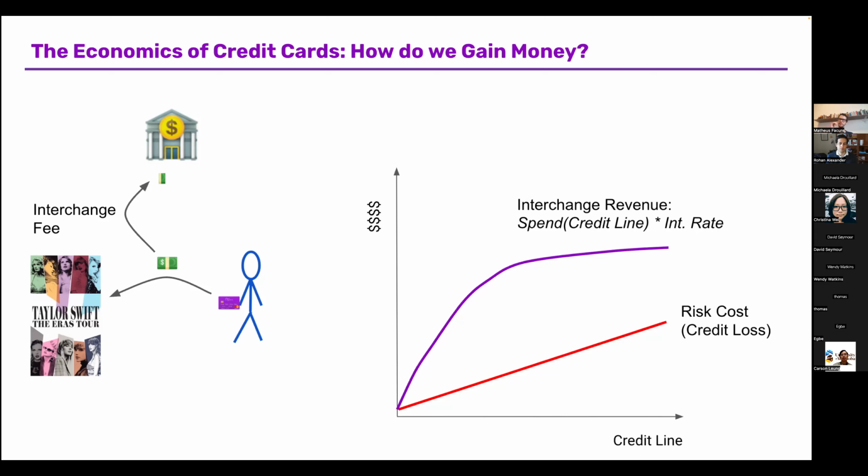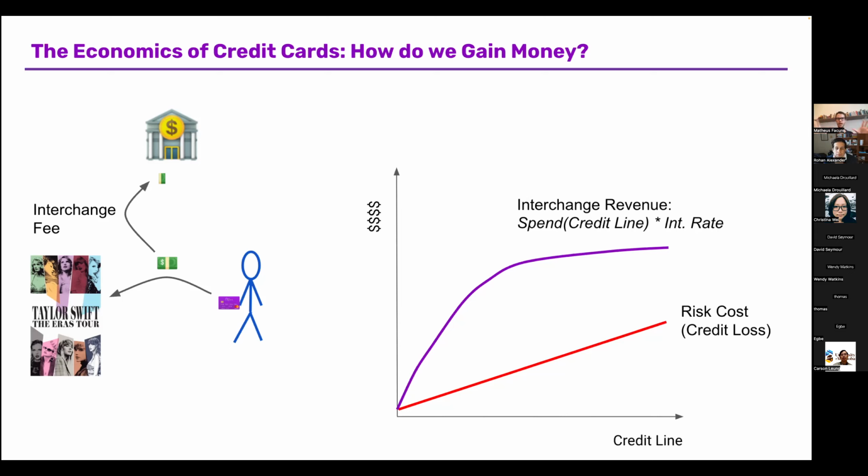And this function is concave because if we give a lot of credit to a customer, at some point the customer will not want to spend more. The customer is satisfied at some point, so it doesn't matter. If you give him, I don't know, $100,000 of credit line, he will not spend 100,000. This spend will saturate at some point.